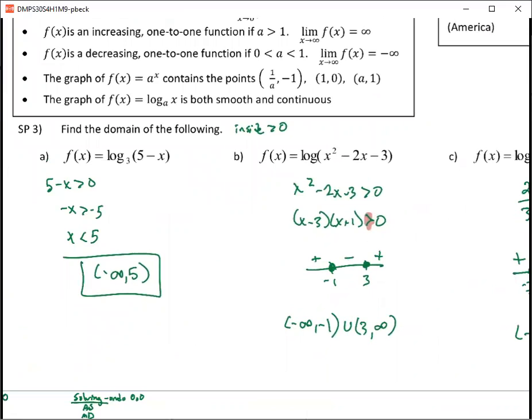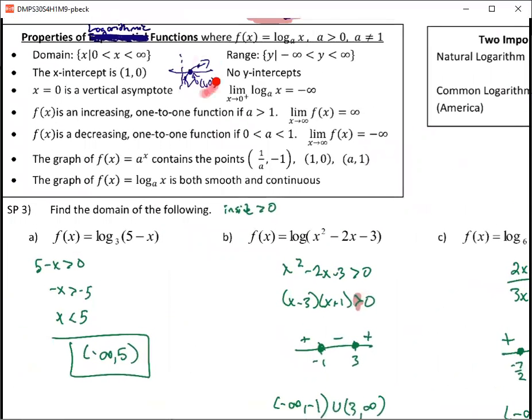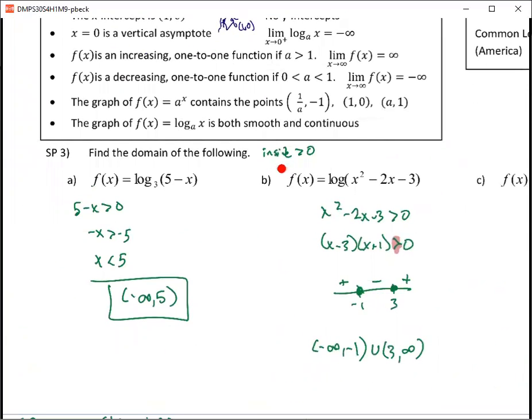So moving along, find the domain in the following. The way that we find the domain is we know that what's inside has to be a positive number. So we begin by saying what is inside is greater than 0. So what's inside that logarithm has to be greater than 0. 5 minus x is inside. 5 minus x is greater than 0. And then if we solve, we get from -infinity to 5.